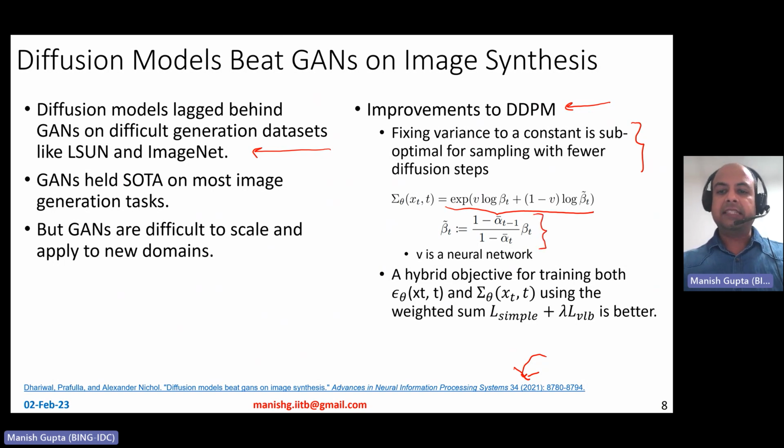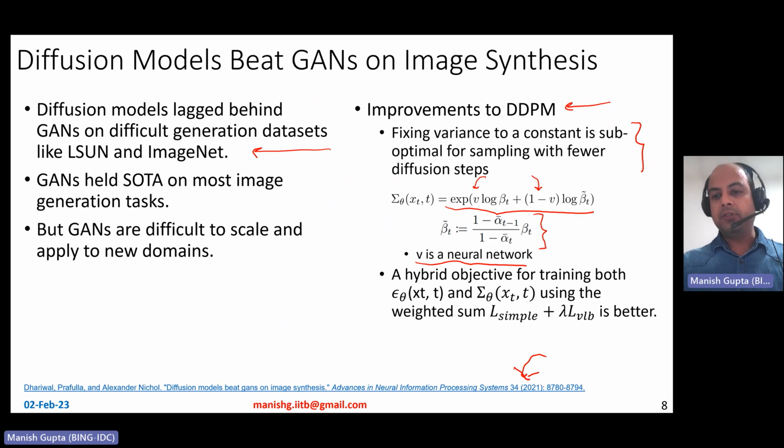Now, this combination is decided by a neural network v. So v is a small neural network which decides what importance I should give to beta t versus beta t tilde. In this way, rather than fixing it to a constant, it is a non-constant value that you have. That is one thing.